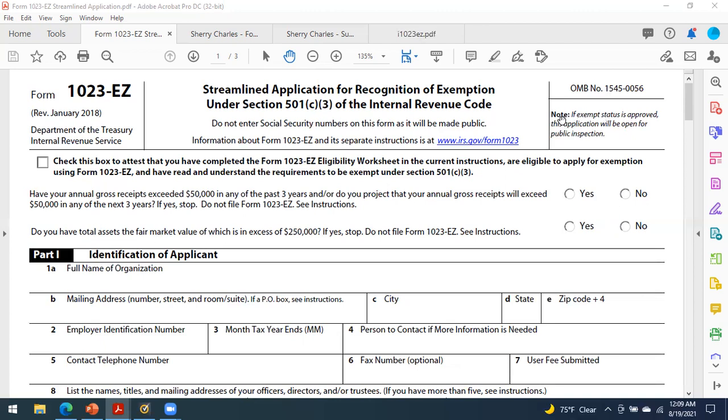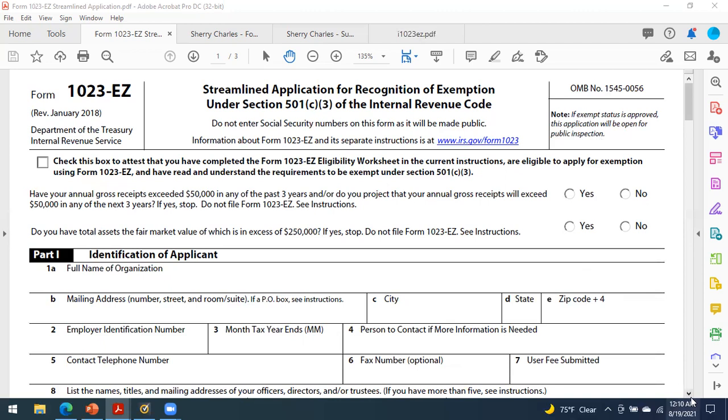And in the top right corner over here, it says, note, if exempt status is approved, this application will be open for public inspection. Anyone can read it. Anybody can see what you chose. So it's crucial to just be honest.